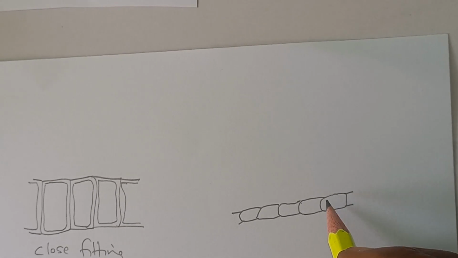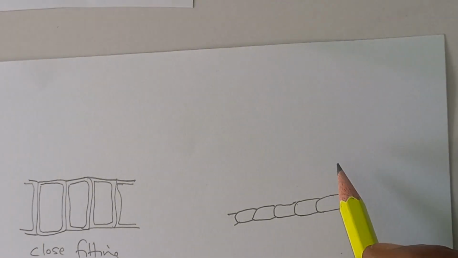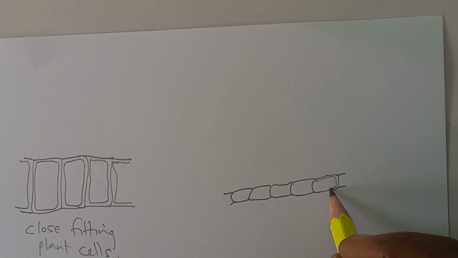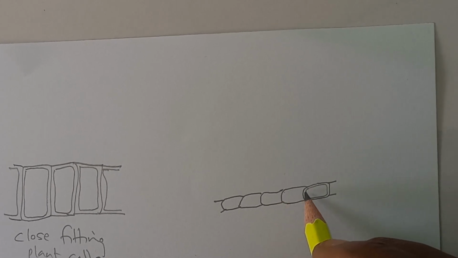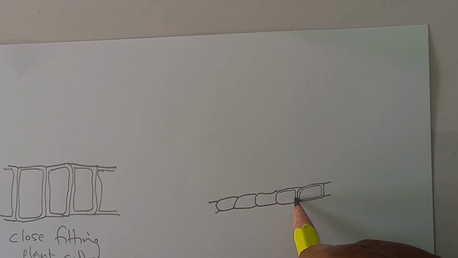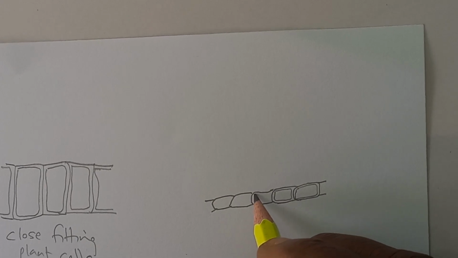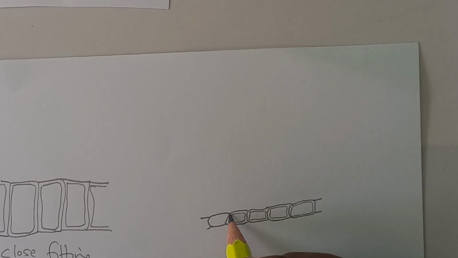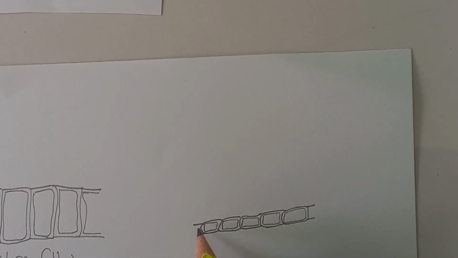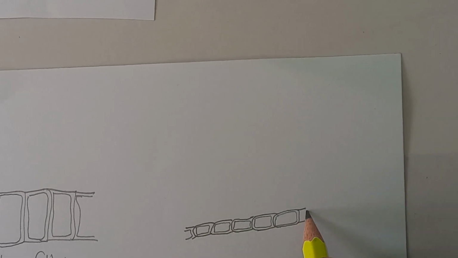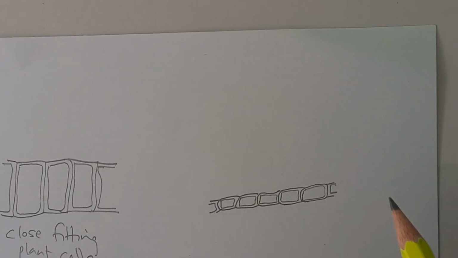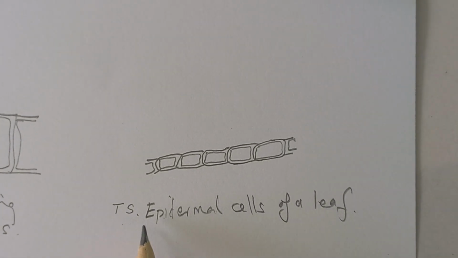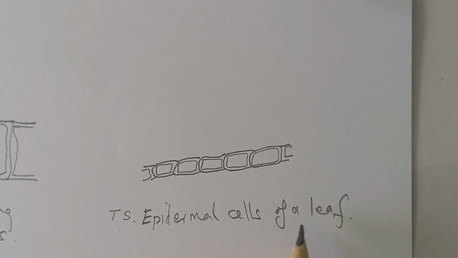Now, after the outer walls, we are going to put in the inner walls. And they are very thin, so they are very close inner walls. Always outer walls first, then the inner walls. Because there are other cells around, they are not left open. So that is the epidermis. So we put in our title, TS, epidermal cells of a leaf.